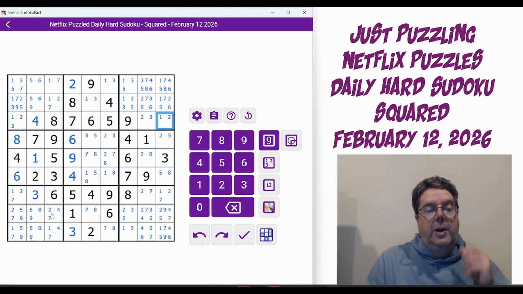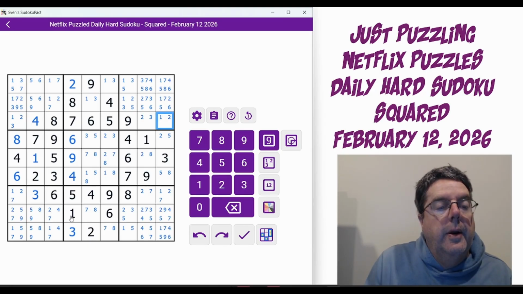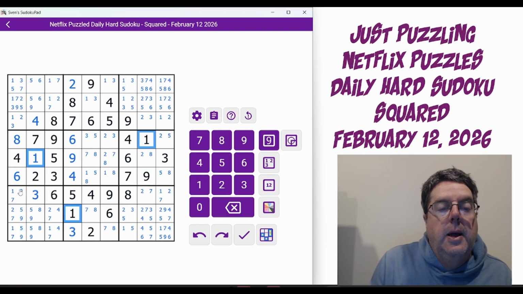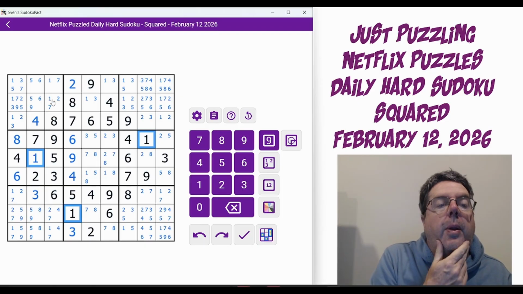Okay, so what have we got? So let's have a look. 1 can obviously be here, here, or here. 1 can be here, here, or here. 1 comes up here, here. 1 comes up here and here. Got 1 and 3 there. 1's at the bottom there. 8, 2, 7, 8, 2, 3.